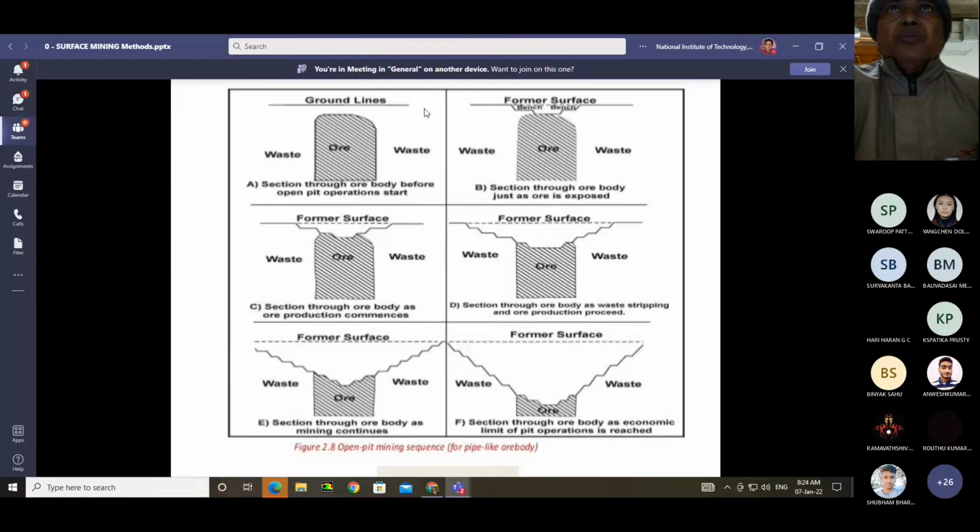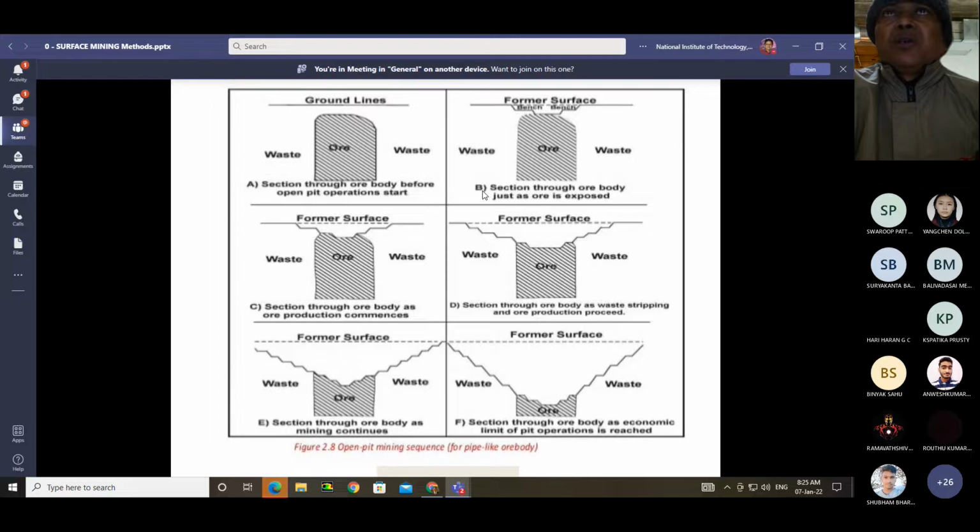So you are going to mine this ore body. Section A, capital A, is showing this section through ore body before open pit operations started. Then first you have to remove this overburden to reach the ore body, the firmer surface. Then by forming the benches, you reach the ore body, and left side waste material is there, right side is also waste material. The middle one is the ore body.